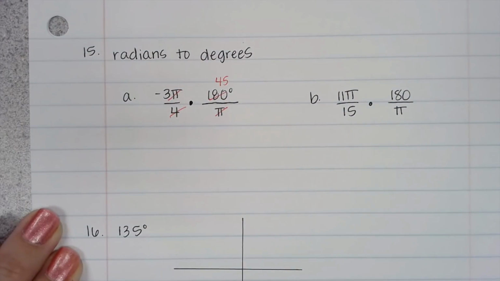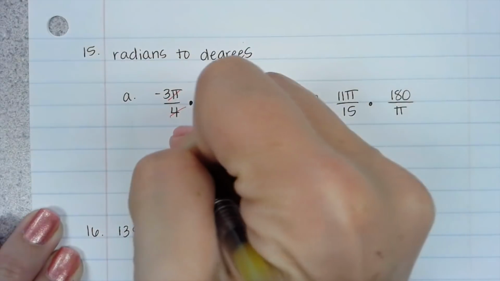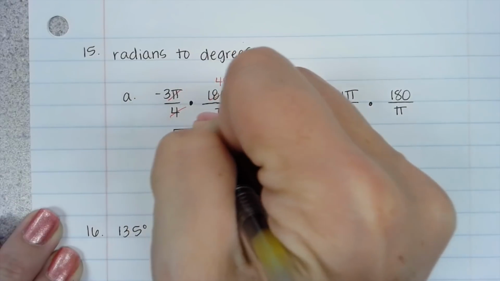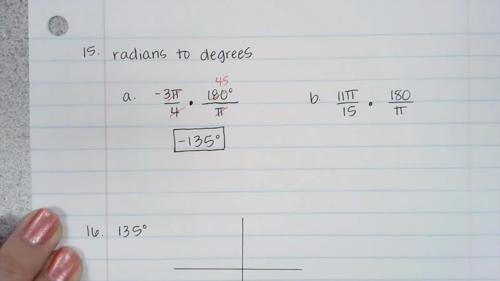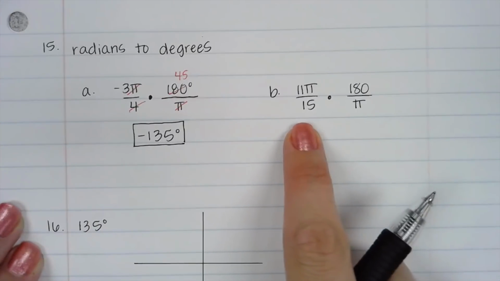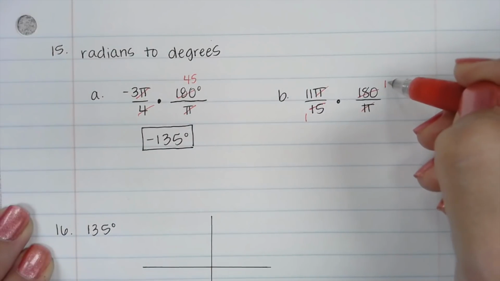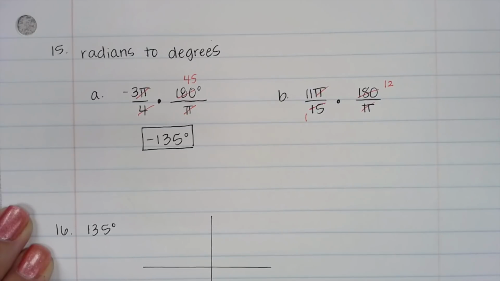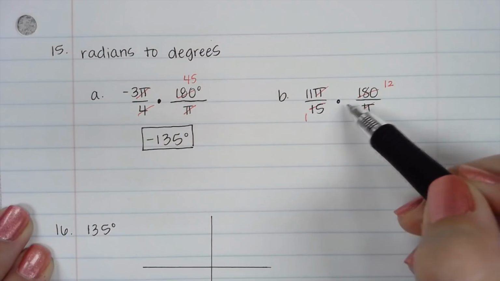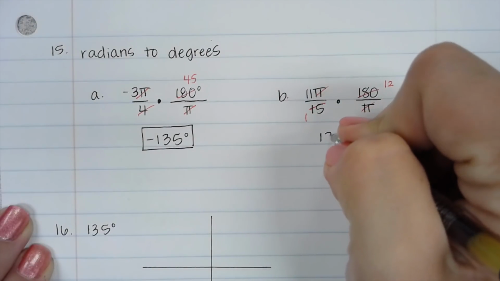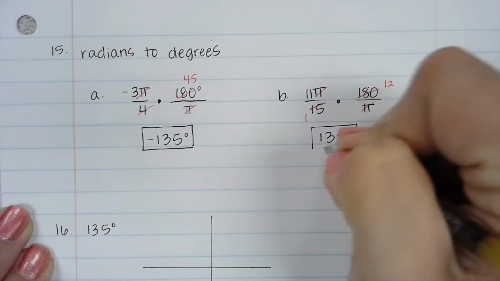So for this one, when I'm switching 3 pi over 4 radians, or negative 3 pi over 4 radians, into degrees, I end up just doing 3 times 45. That gives me 135, but it's negative because this one was negative out here. So switching that into degrees would give me negative 135 degrees. And then for the next one, for B, same thing, pi crosses out with pi. 180 divides by 15 a set number of times. 15 goes into 15 once, and 15 goes into 180 12 times. And so changing 11 pi over 15 radians into degrees is going to be 132 degrees.